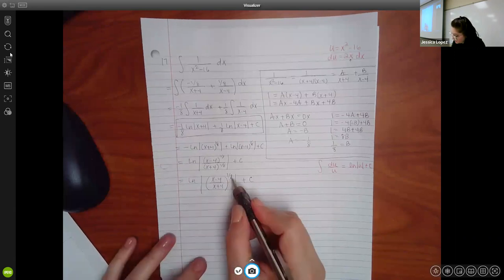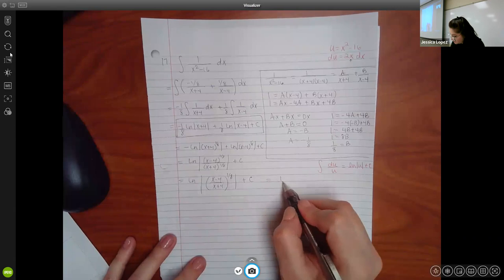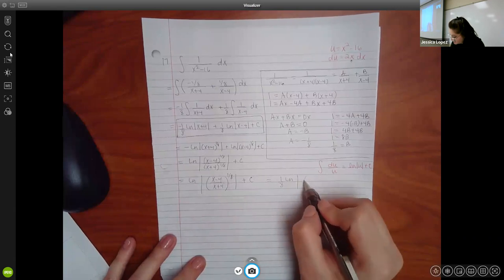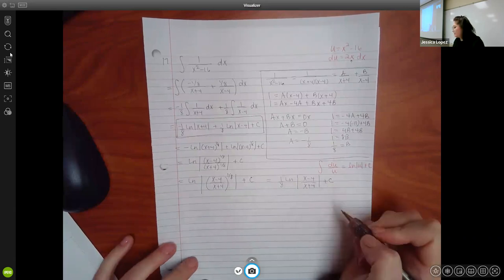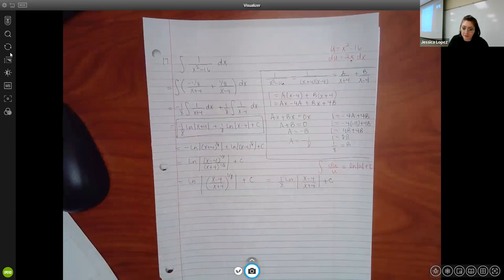I've even seen them take the 1/8 out again and just leave it like this. It just depends on whether you're talking about WebAssign, a particular book, the department final exam, like they all do different things.